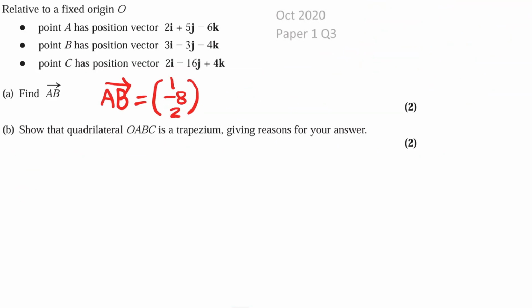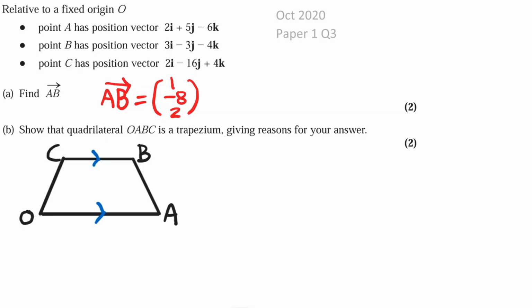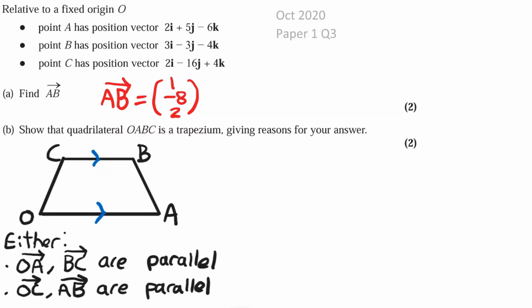Okay, so as I said, for part B, we need to show the quadrilateral OABC is a trapezium. So that means that OABC is going to look something like this here, where one pair of the opposite sides are going to be parallel to each other. Now, in this quadrilateral, that means that two things could be true. It means that either OA and BC are parallel to each other, so that's what I've drawn on this shape here. These two sides are parallel.